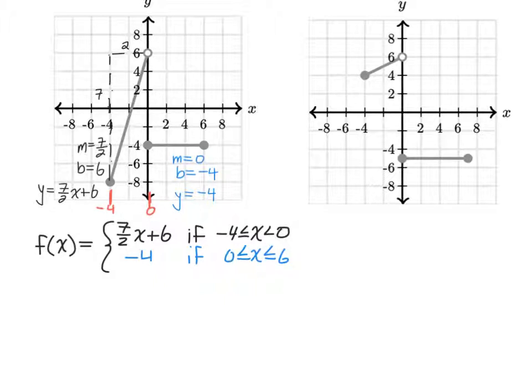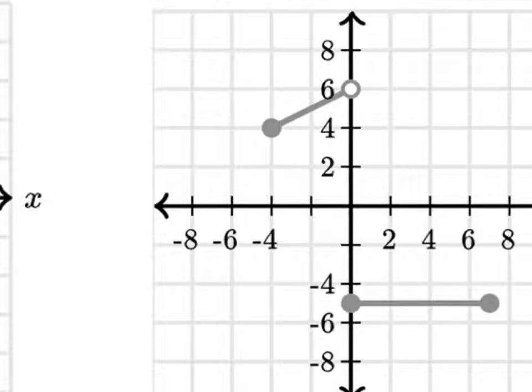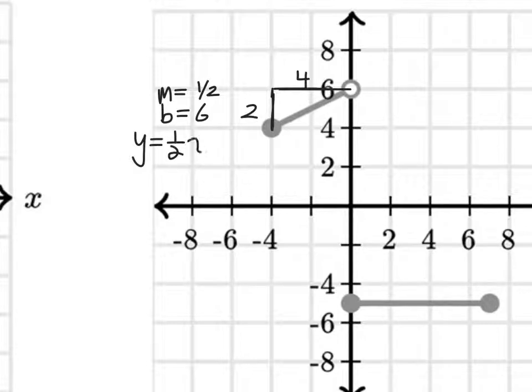So in the second graph, we have the same y-intercept. That's fine, but the slope here is what? 1/2. So m is equal to 1/2. We're going up 2 and over 4 units. So the slope is 1/2. The y-intercept is 6. So the equation is y equals 1/2 x plus 6.